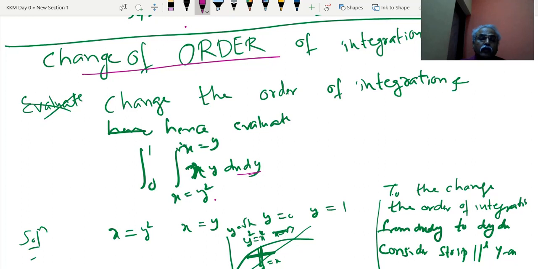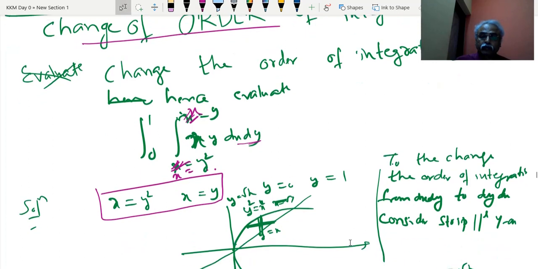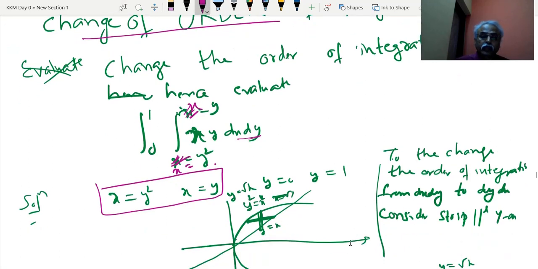Given is x equal to y square to x equal to y, y from 0 to 1. Suppose this is not given also, then since it is y, it should be the limit of x. Like that we should understand. Now first of all, you write limits and draw x equal to y square, meaning y square equal to x, and y equal to x. The region of integration we should draw. So y square equal to x is drawn. This is the curve y square equal to x. And the straight line y equal to x is drawn.